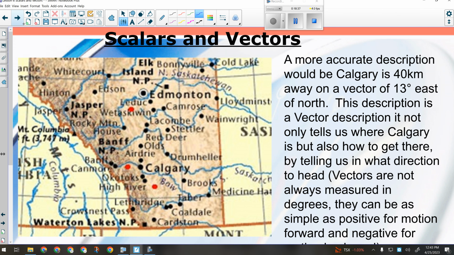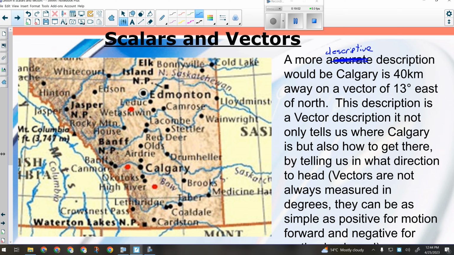Now, well, I say more accurate. I should say more descriptive. I think I changed it in your notes package to say descriptive. A more descriptive description would be to say Calgary is 40 kilometers away on a vector 13 degrees east of north. Now I would get there regardless of whether I followed the road or not. That's a vector description. Doesn't make it any better or any worse.